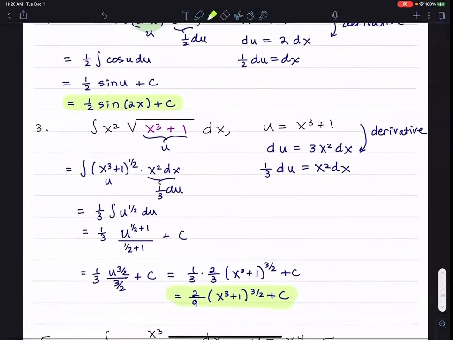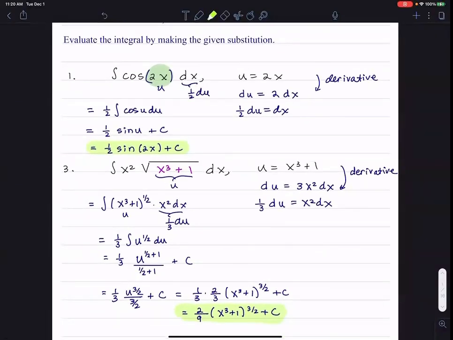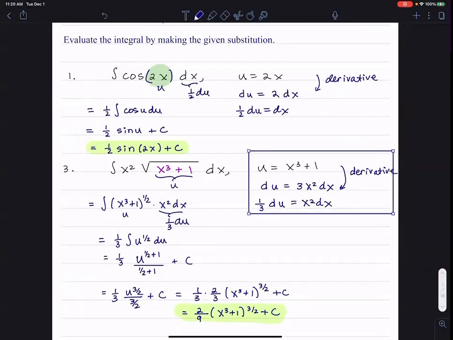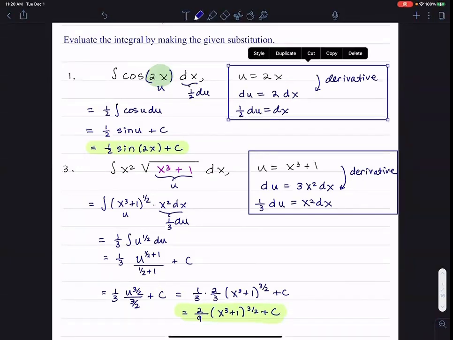All right, so those are both using u substitution. I don't know if it's that much easier, but probably they're giving us u to begin with. So that's like a little bonus, a little head start. So they give us u to begin with, and then we work with that.